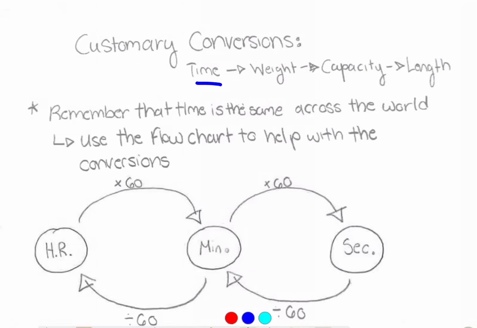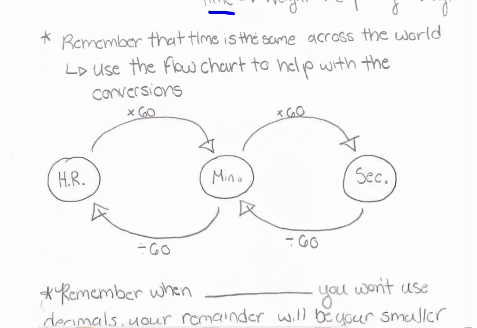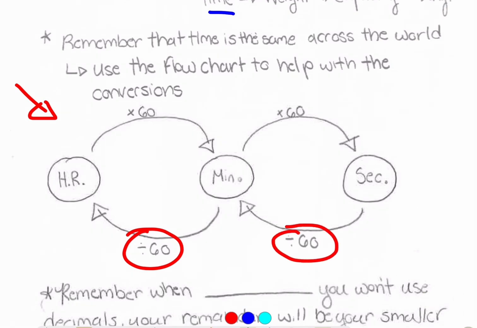And this flow chart will help you determine how you go from hours to minutes to seconds. You don't really need to go to days or decades or weeks or weekends, but you do need to be able to go from hours to minutes to seconds. And this flow chart down here is going to help you. Remember, the bottom is going to be like your red numbers, and the top, you don't have to circle this, but that's going to be what we call our blue numbers.